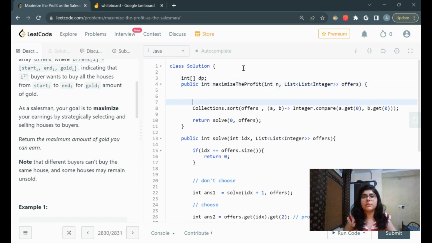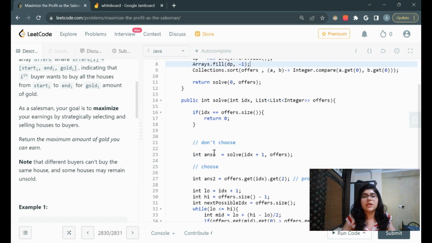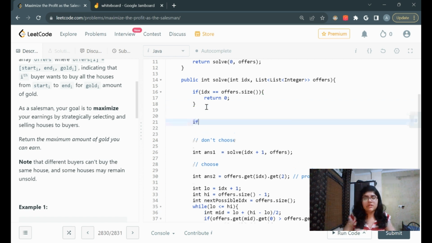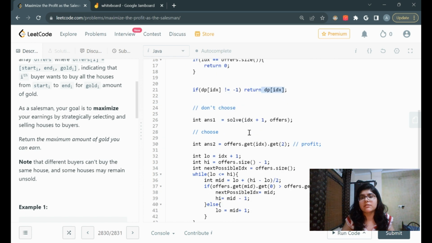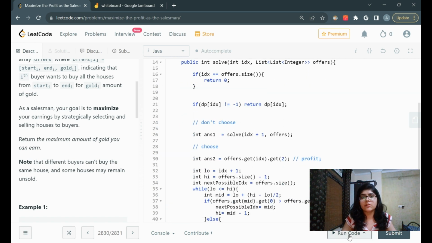I'll take a DP array, and this DP array would have a length of offers.size. Let me fill this DP array with -1. Then in my recursive function, I will check if DP of index is not equal to -1. That means if I have already previously solved this particular DP state, then I can directly return the answer I had already solved. And if that state is not solved, I will solve it and also store it in my DP array so that it can be used later on.